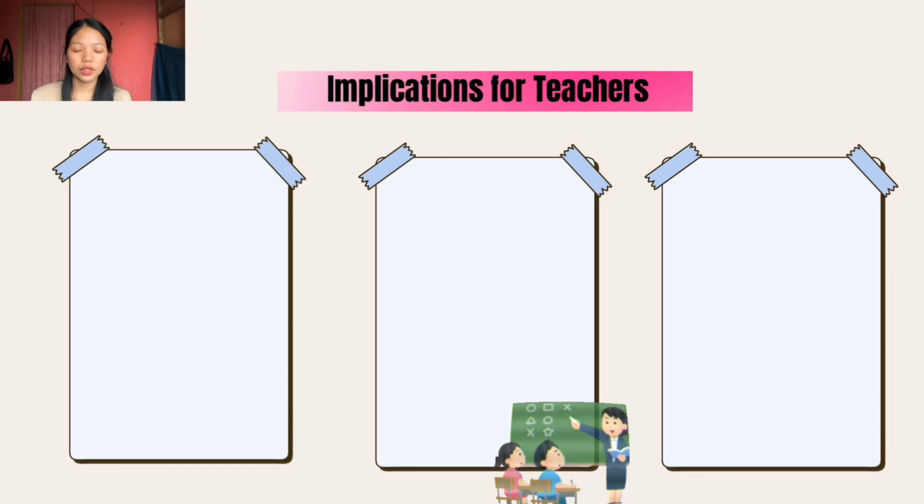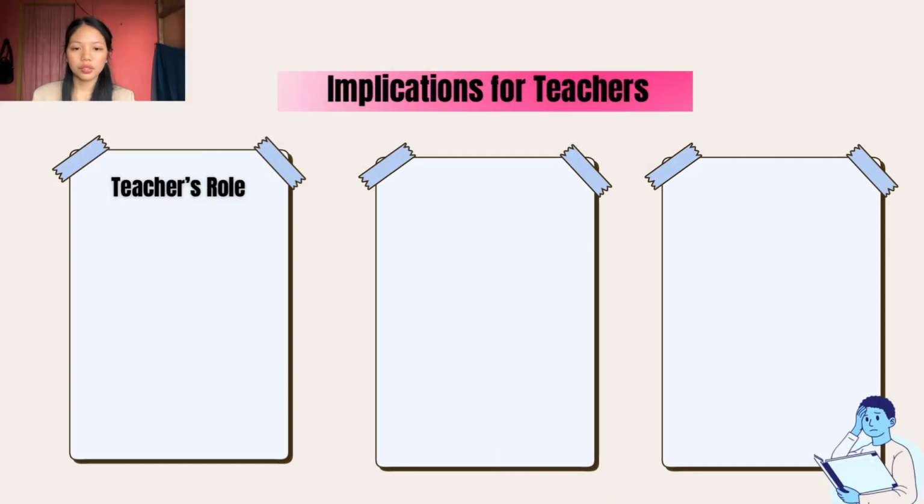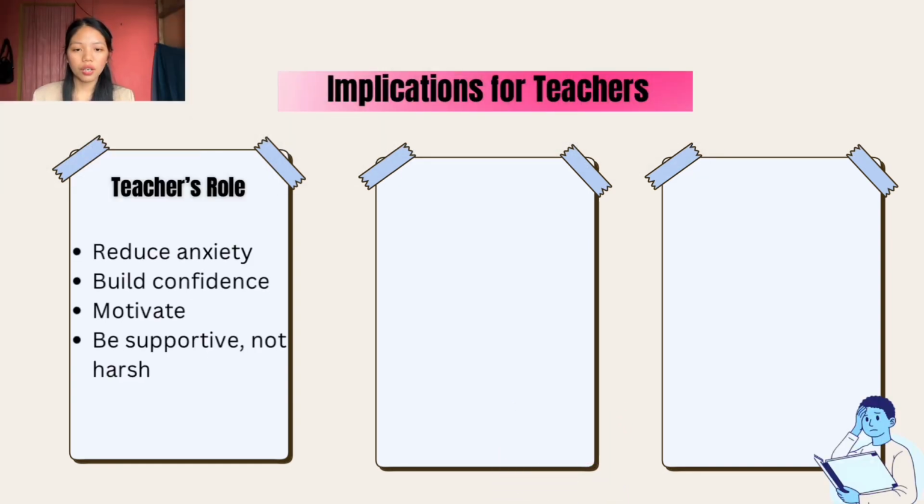So first is the teacher's role. Let's begin with the teacher's role. According to Krashen, teachers are not merely transmitters of knowledge, we are also facilitators of a positive emotional environment. So we should create a low-anxiety environment. For example, our classrooms must feel safe and students should not fear being wrong. When they feel relaxed, their brain is open to language input.